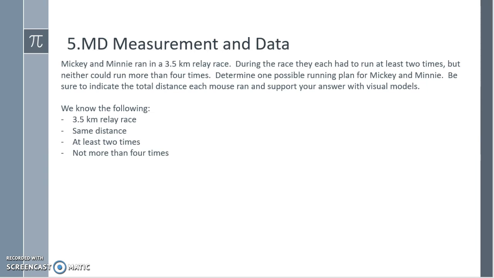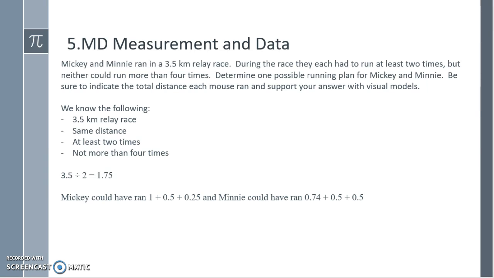We know the following: it is a 3.5 kilometer relay race. They have to go the same distance. They have to run at least 2 times and not more than 4. So if they ran the whole time, we know that they have to split and be the same distance. So 3 5/10 divided by 2 is 1 75/100.